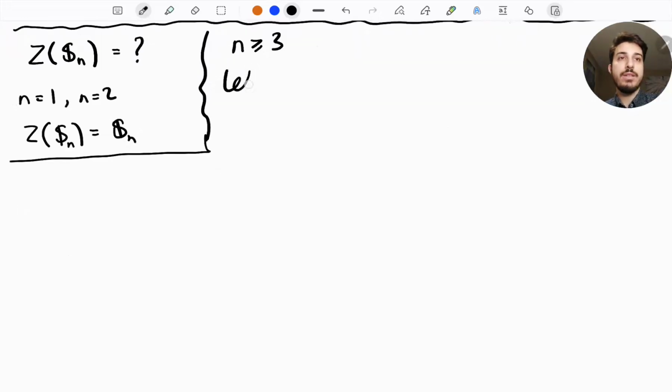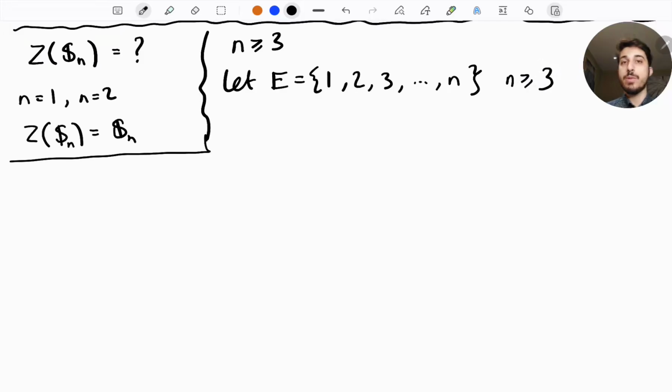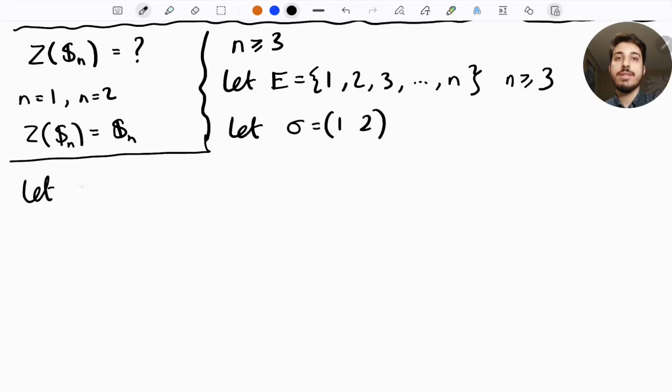Well, let E be the set that contains 1, 2, 3, all the way to n, where n is bigger than or equal to 3, of course. So at least 3 elements in the set E. So if we let sigma be the permutation containing only the 2-cycle (1 2), so it swaps 1 and 2 together, then we can say let tau be a permutation that lies in the center of Sn.